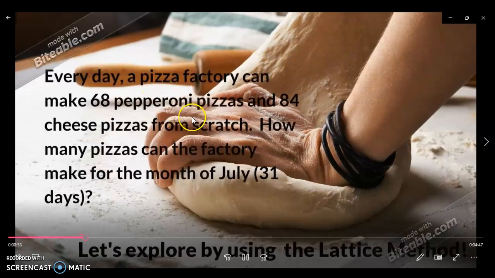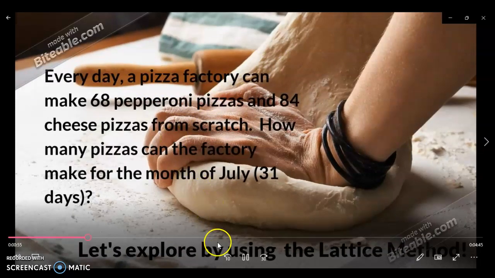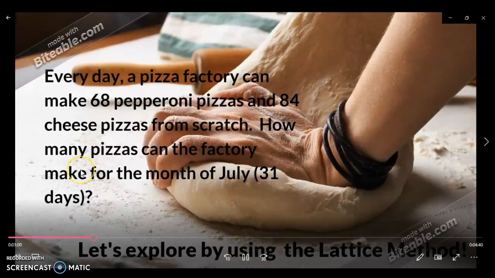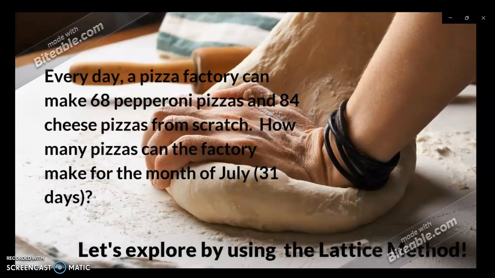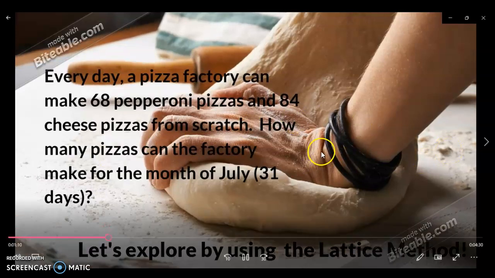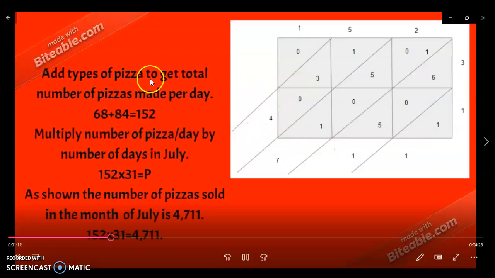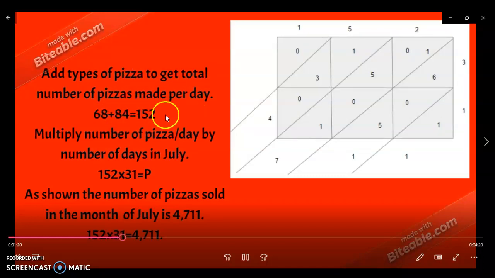Every day, a pizza factory can make 68 pepperoni pizzas and 84 cheese pizzas from scratch. How many pizzas can the factory make for the month of July, which has 31 days? Let's explore by using the lattice method. Adding the types of pizzas to get the total number of pizzas made per day will be our first step. We have 68 pepperoni and 84 cheese, which gives us 154 total pizzas, which is here on the top of my lattice.